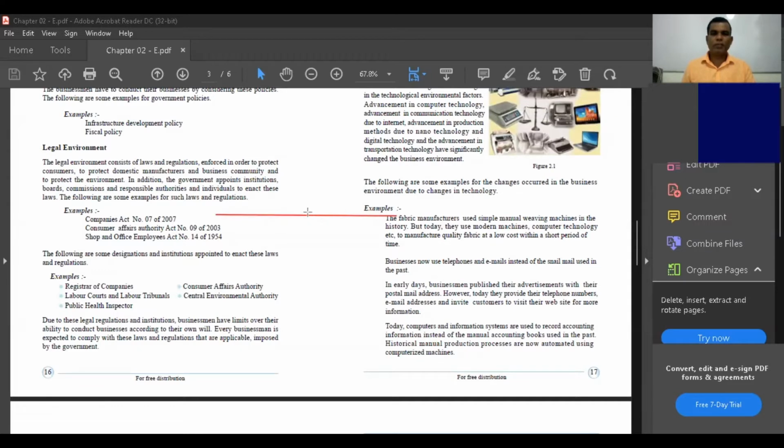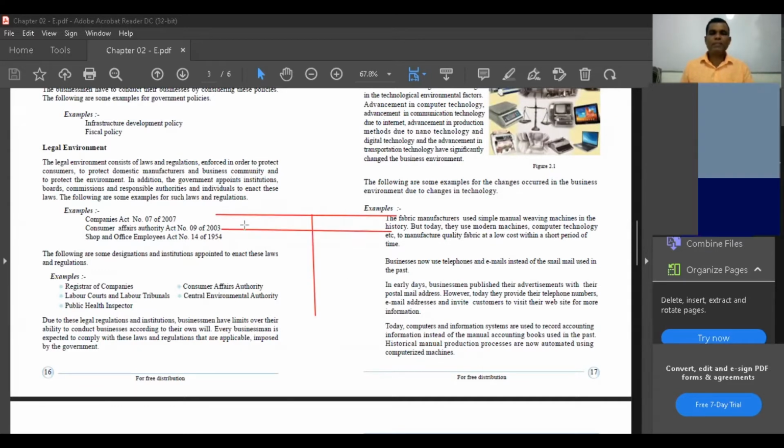In this way, you can separate it into two parts. In this part, write designation, and here, related law. Take the first one: company registrar, or registrar of companies. Please write it here on this side.